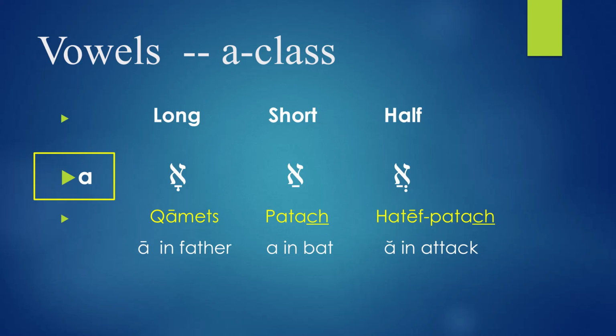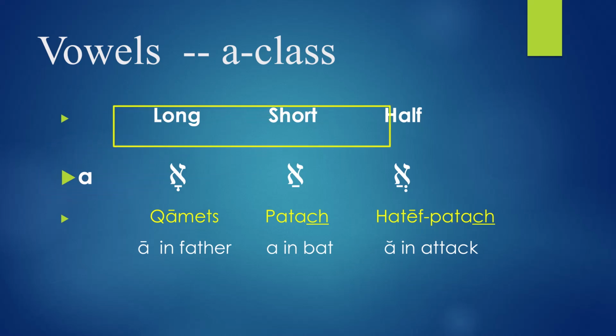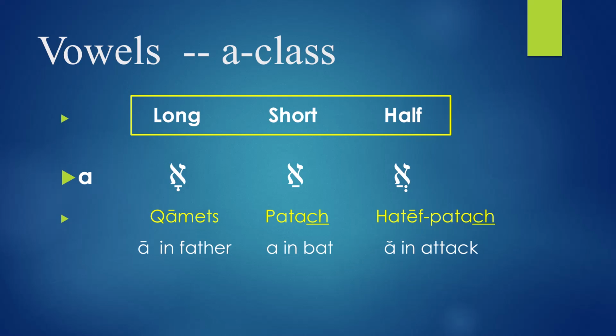Now, unlike English that has just short vowels and long vowels, Hebrew has three categories. There are long vowels, you have short vowels, and then there are half vowels, or as they are called sometimes, compound vowels. The long vowels are those that are pronounced with a long sound. The short vowels are those that are pronounced with a short sound, and the half vowels or the compound vowels are those that are pronounced with an even shorter sound. So we have long vowels, short vowels, and half vowels.